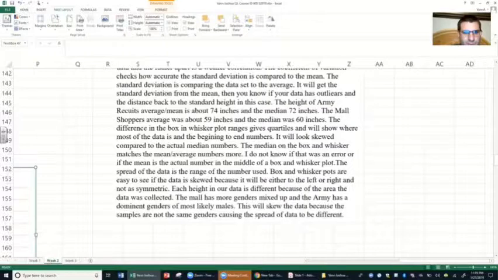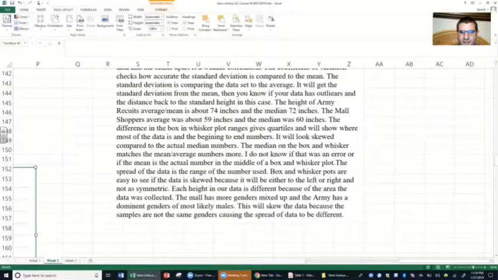The spread of the data is the range of the numbers used. Box and whisker plots make it easy to see if the data is skewed, because it will be either to the left or the right and not symmetric.